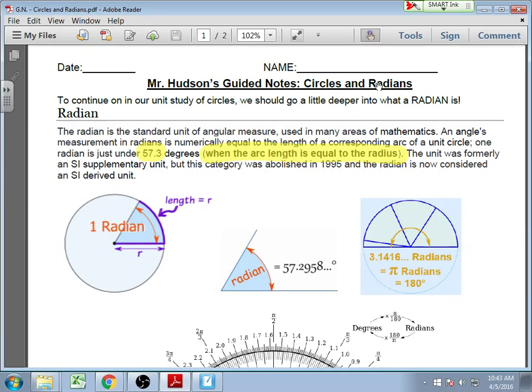Questions on, like, are we kind of understanding what it means to have a radian now? It's distance traveled on the circumference.